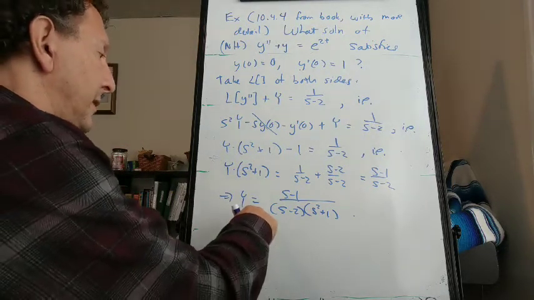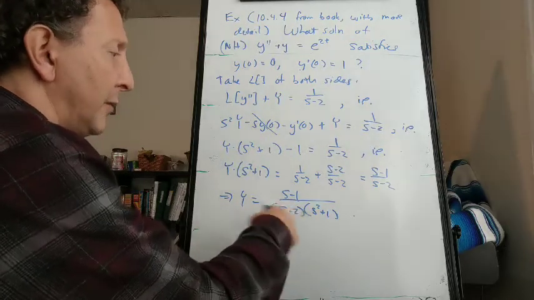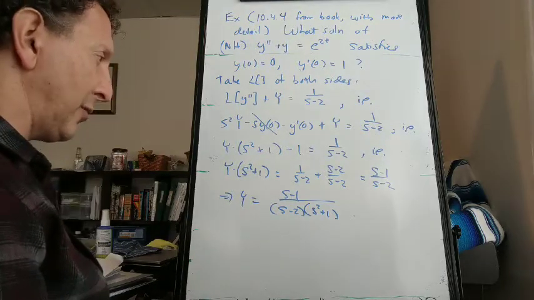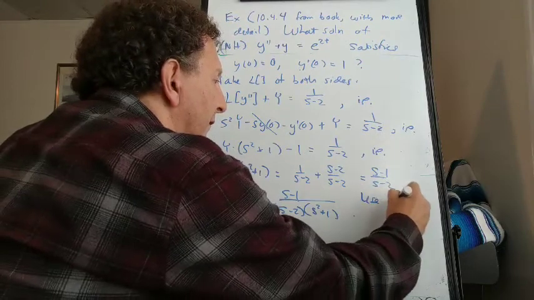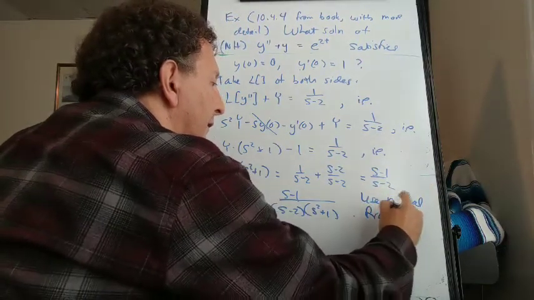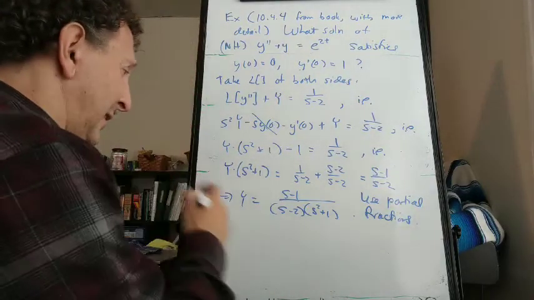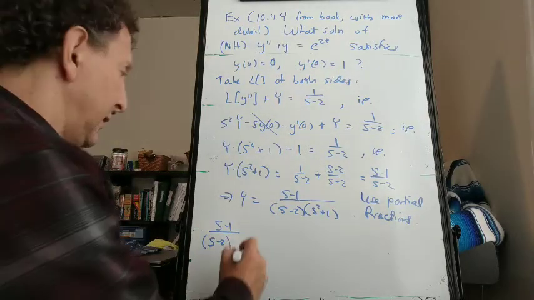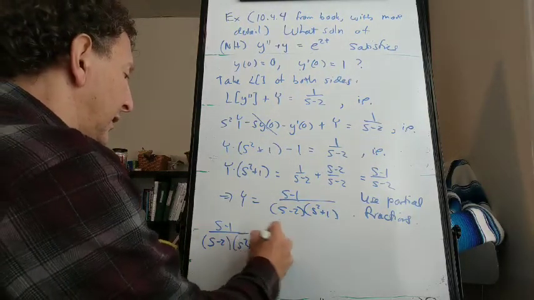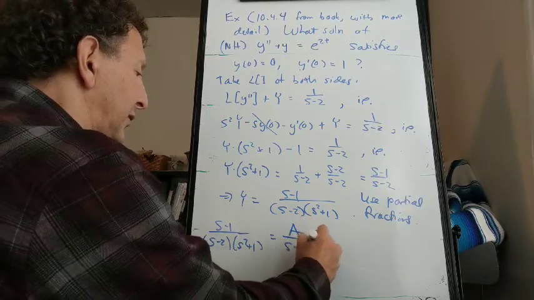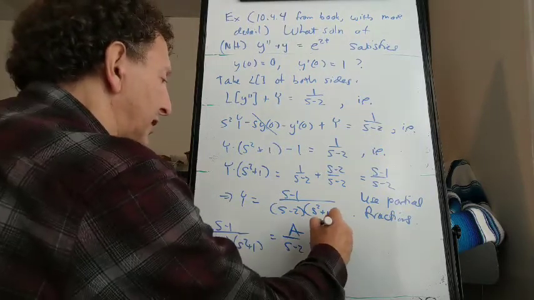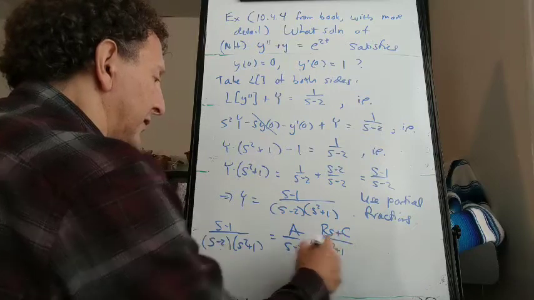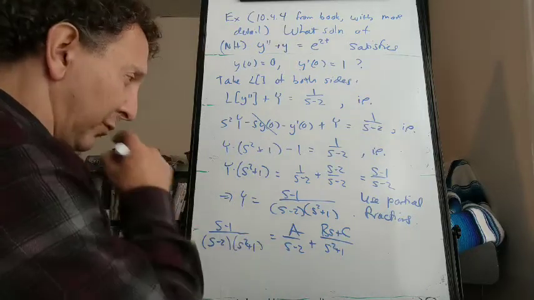Alright, so now I want to take the inverse Laplace transform of y, and we're going to use partial fractions because it's not in a form where we have the inverse Laplace transform memorized. So we have (s minus 1) over (s minus 2)(s squared plus 1) equals something over s minus 2 plus, now the s squared plus 1 fraction is going to get a bs plus c on top because the degree of the denominator, s squared plus 1, is 2.